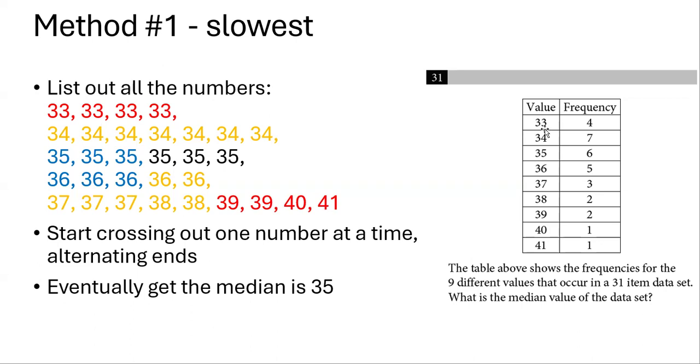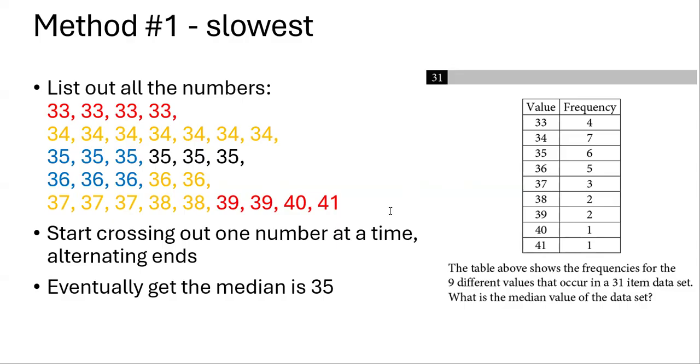There's 433, so you got to carefully list out 4 of them. And then there's 734. So you got to carefully list out 7 of them. Don't do any more. Don't do any less. 35, there's 6 of them, so on and so forth. There's 31 numbers in this data set. You got to list out all 31. Be careful. That's probably why this is difficult.